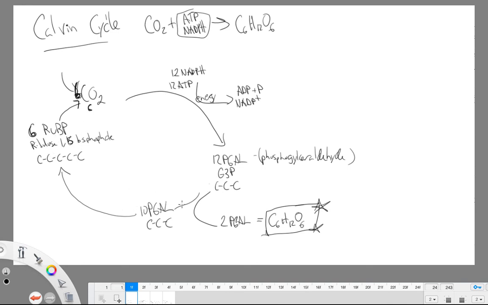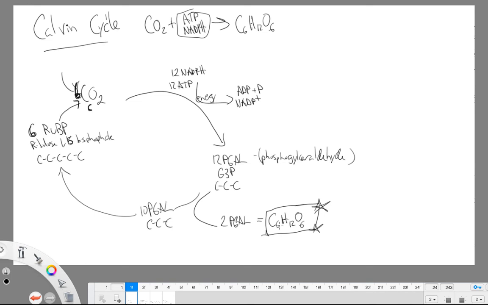And this cycle can just continue on and on and on. Right? And that is it. That is the Calvin cycle. That is the second reaction in this photosynthesis process. And that is where we get our glucose molecule.